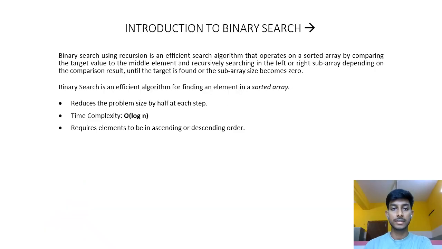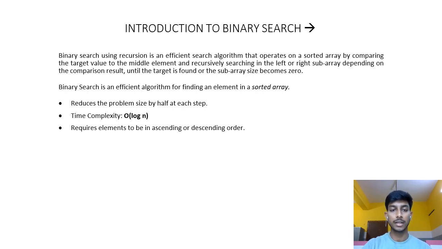Introduction to binary search. Binary search using recursion is an efficient search algorithm that operates on a sorted array by comparing the target value to the middle element and recursively searching in the left or right subarray depending on the comparison result until the target value is found or the subarray size becomes 0. Binary search is an efficient algorithm for finding an element in the sorted array. It reduces the problem size by half at each step.